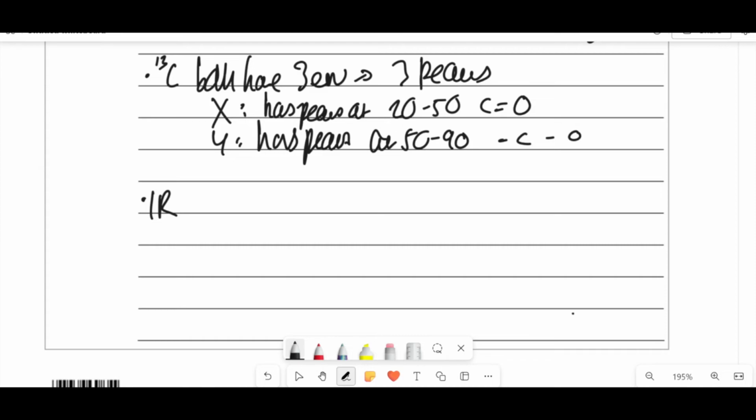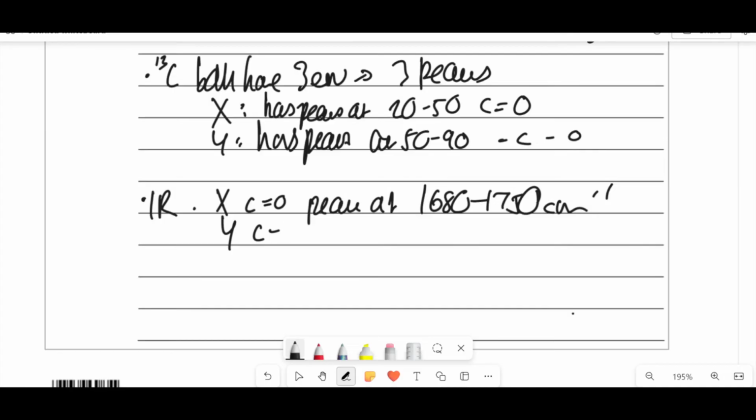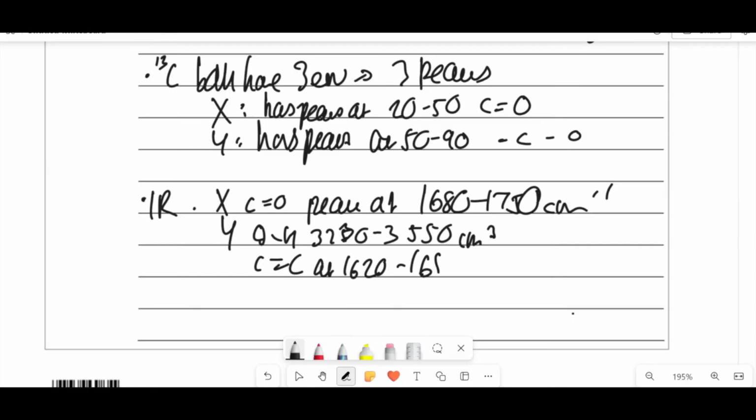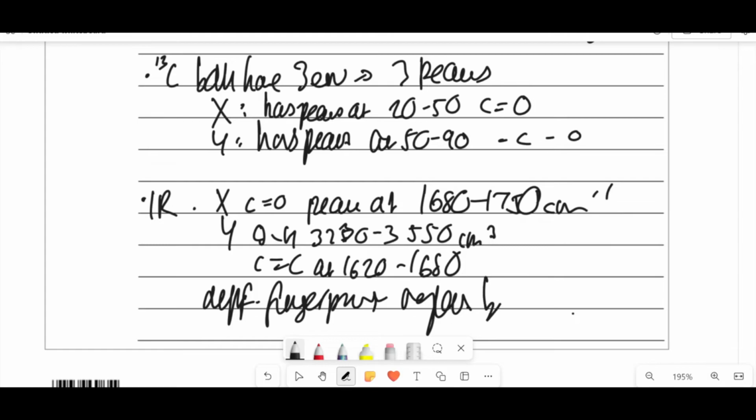So you would say that X would have a C=O peak in the range 1680 to 1750 cm⁻¹. Y would have a peak for the OH from 3250 to 3550. Wait, no, 3330, sorry. And then also C=C at 1620 to 1680. As well as that, they would have different fingerprint regions below 1500 cm⁻¹, because, again, they're different molecules.